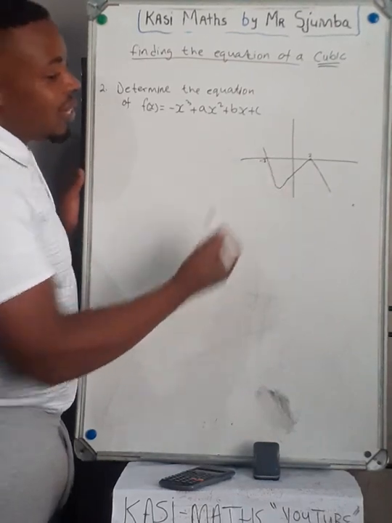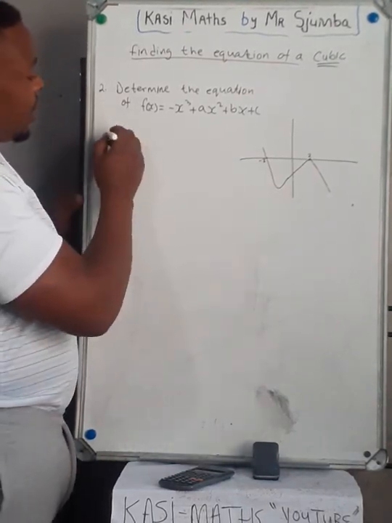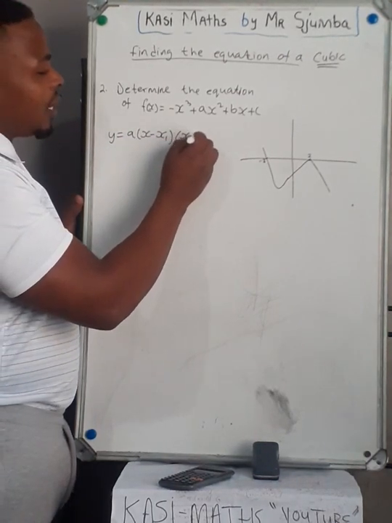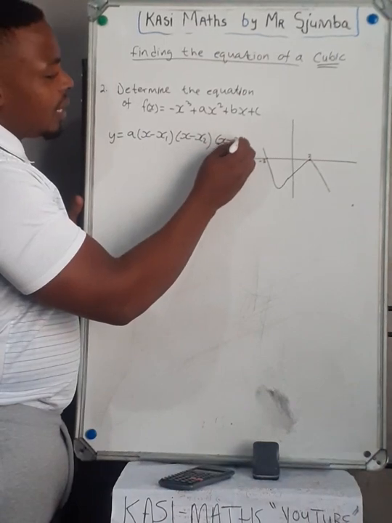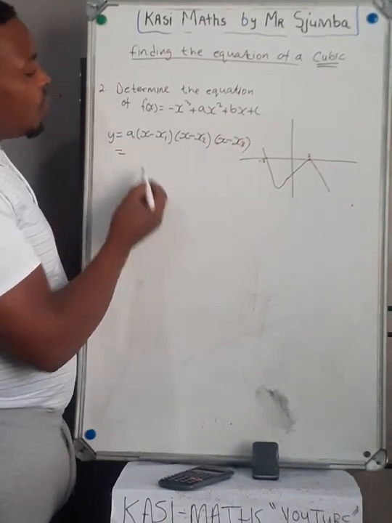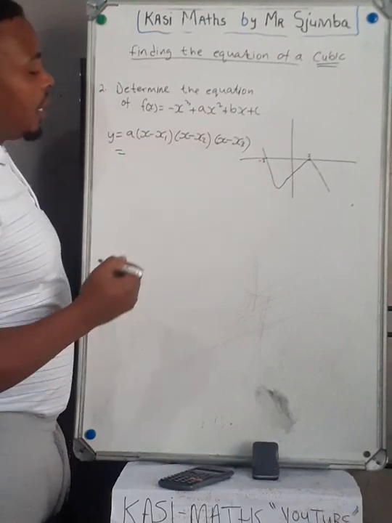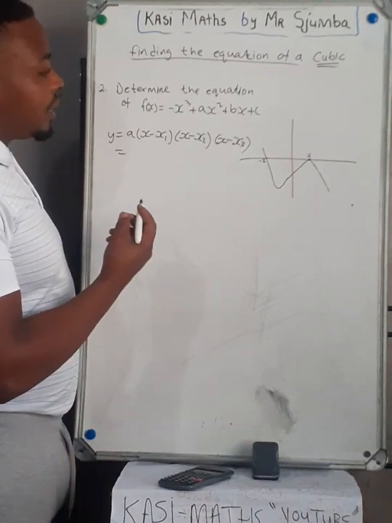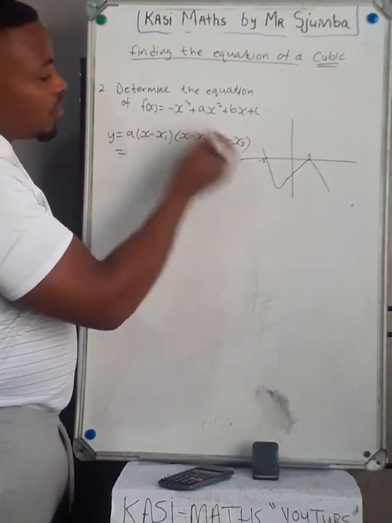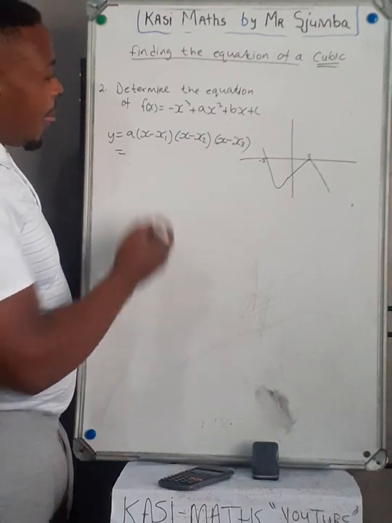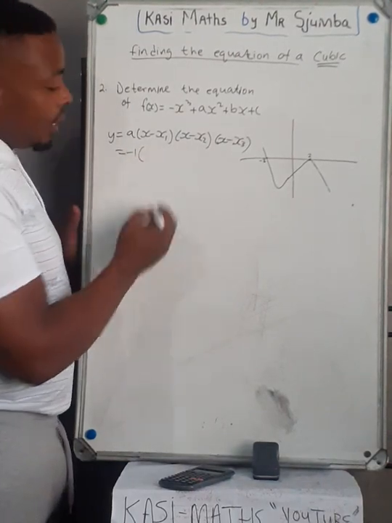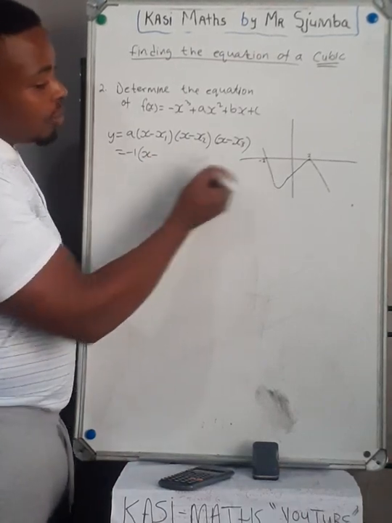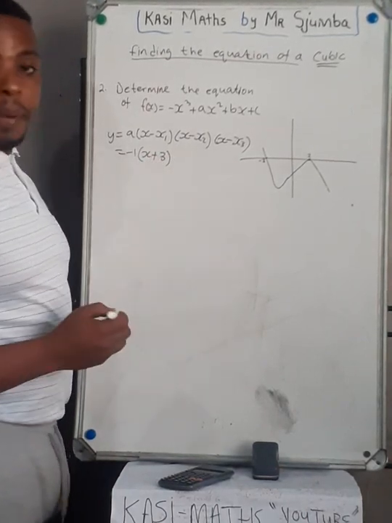Now since we are given the x-intercepts, we are going to use the equation y is equal to a into x minus x1, x minus x2, x minus x3. Then a is the coefficient here, and we know a is -1. So there is no need to substitute a coordinate to find a. So we have -1 outside, then it is going to be x minus x1, our x-intercept, which is -3, so here it will be plus 3.